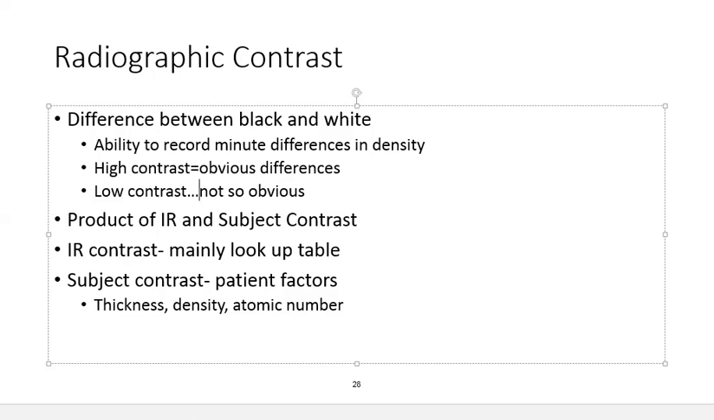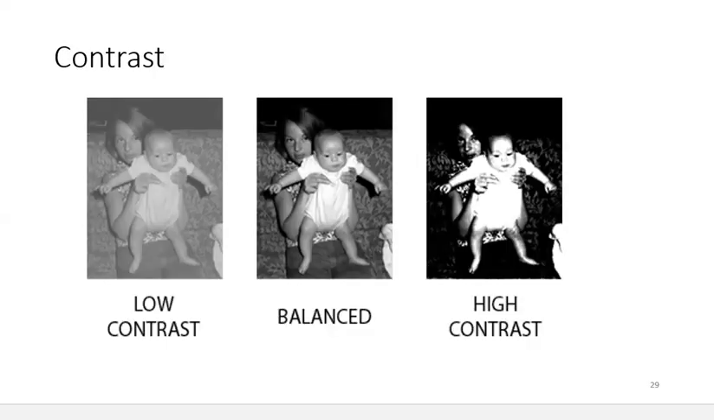So contrast, the difference in contrast, or contrast as a difference, looks like this. So what we have is low contrast. Things just look more homogeneous. They're more similar in appearance. So it's more of an overall gray in appearance.